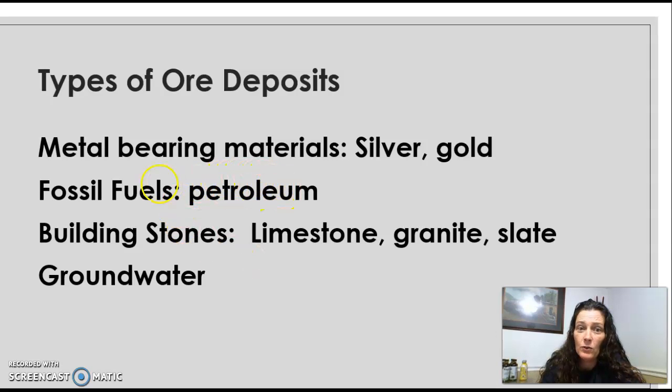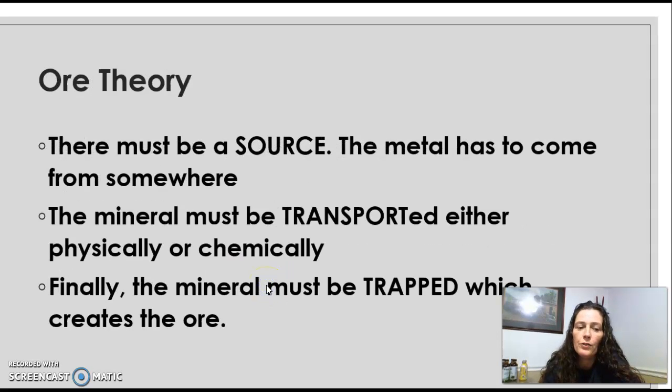The different types of ore deposits. So we do have metal bearing, of course, that have silver, gold, and different metals, but also fossil fuels like petroleum. And then you have building stones that can be found in ores like limestone, granite, slate, and groundwater is also found in ores.